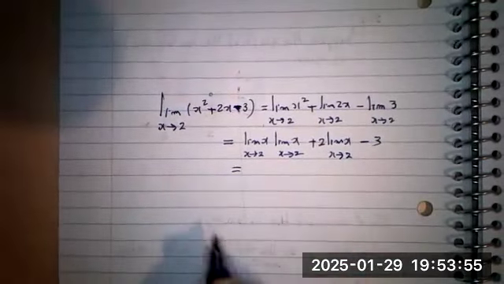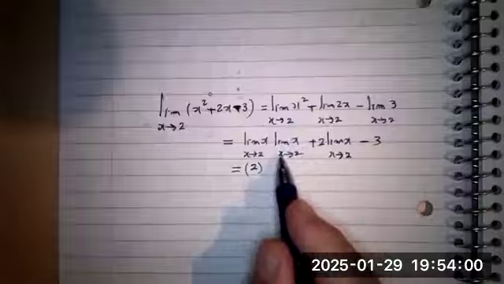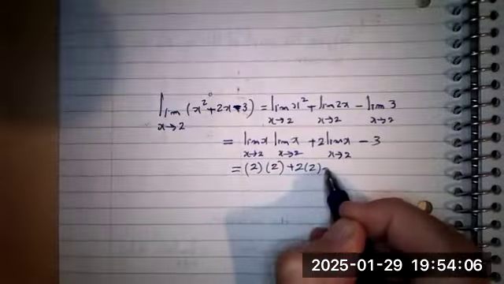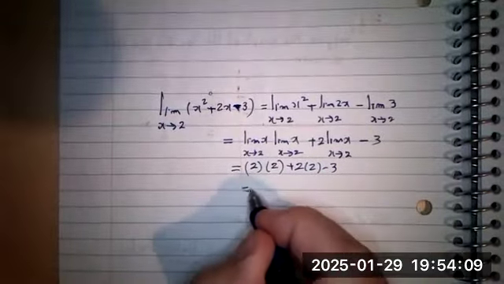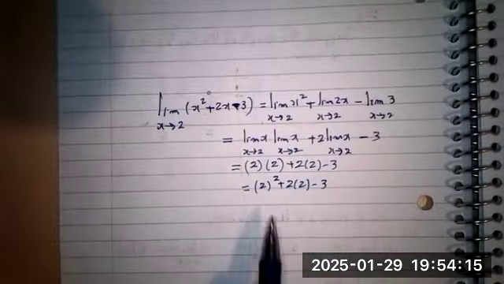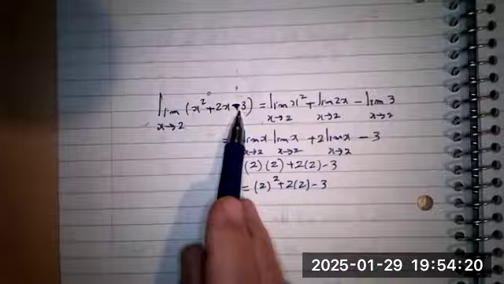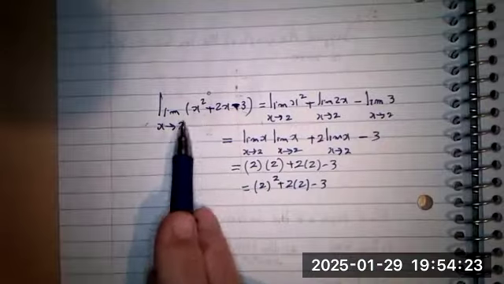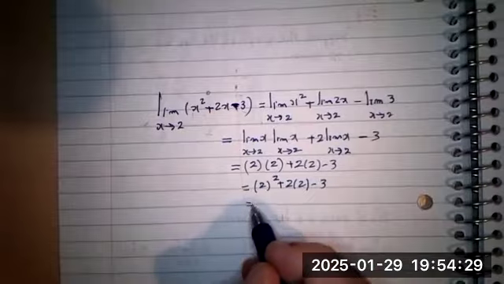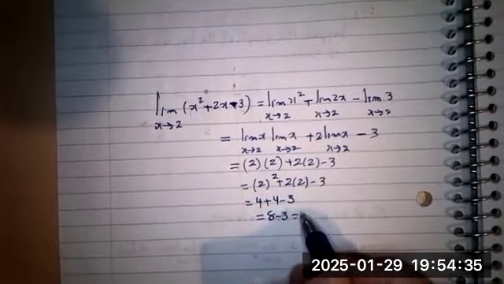Look at this now. The limit of x, x goes to 2, is just 2. The limit of x, x goes to 2, is just 2. It's going to be plus 2 times 2 minus 3, which is the same as 2 squared plus 2 times 2 minus 3. Look at this. It's the same as plugging in. If you plug x equal to 2, that gives you 2 squared plus 2 times 2 minus 3, which is 4 plus 4 minus 3. That gives you 8 minus 3. The result would be 5.